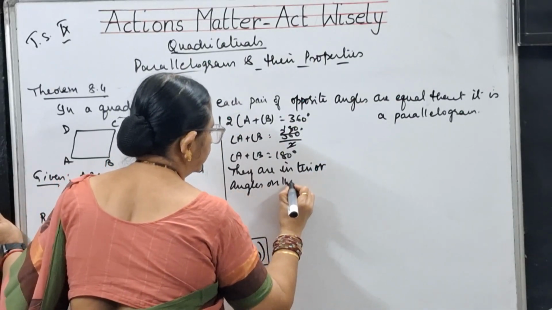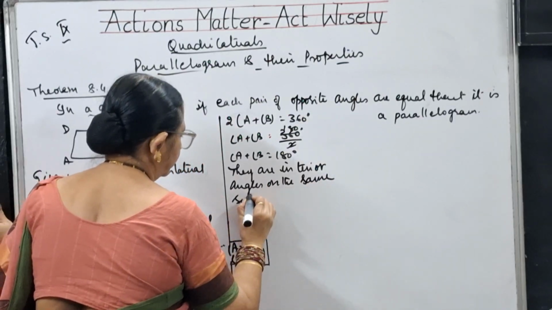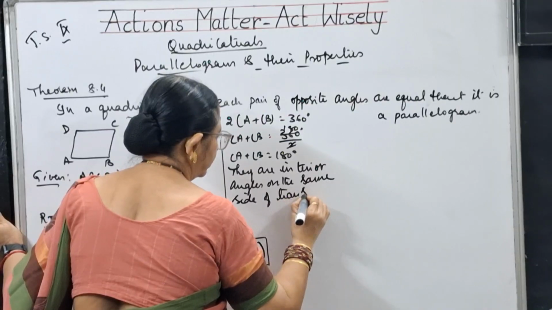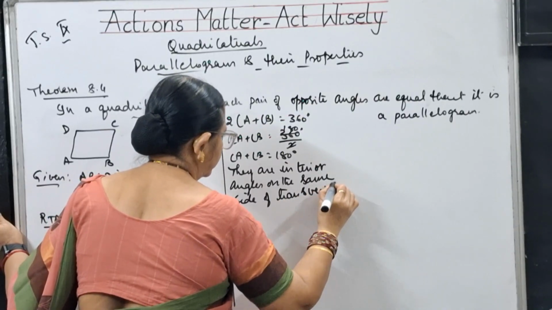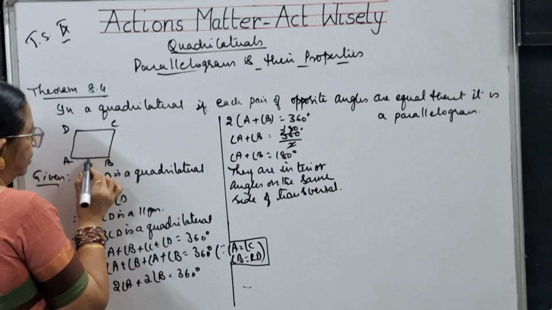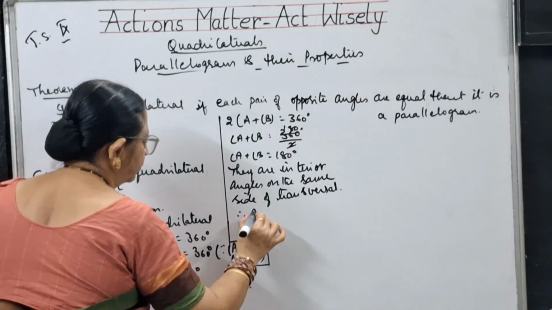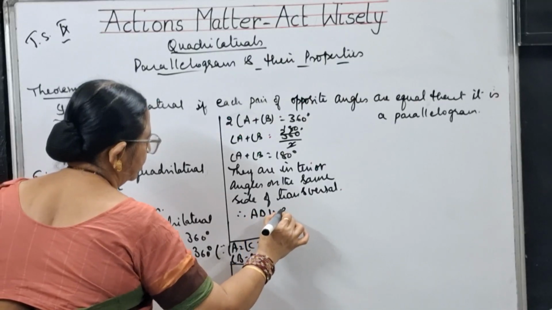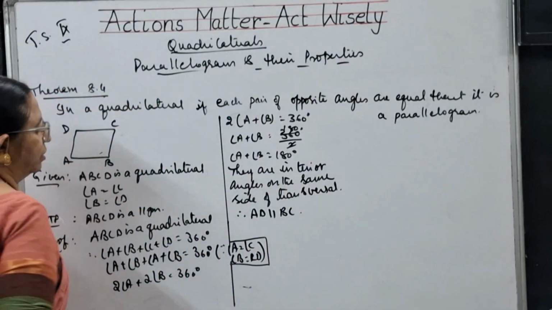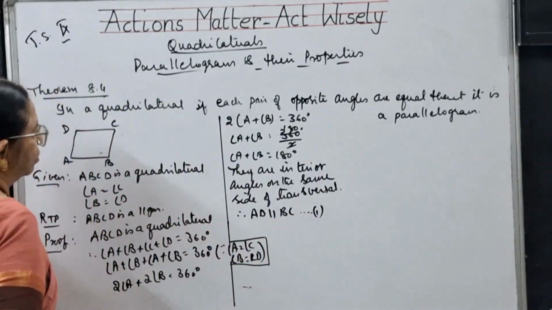on the same side of transversal. This is for these two, children, AD and BC. These are interior angles on the same side of transversal. Therefore, AD is parallel to BC. AD is parallel to BC. Let us take this as the first one that we have got.